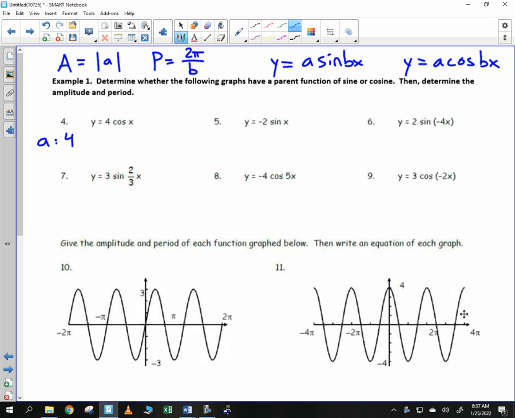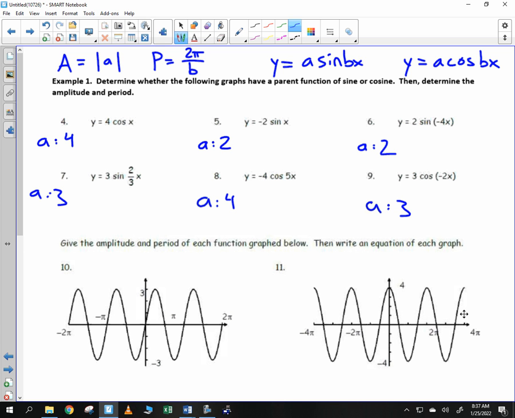4. How about here? And 2. 3. 4. And 3. So that means when you would make your graph, you would go, say, 4 units high or 2 units high, and you go that many low as well. So amplitude is pretty basic, right? Notice that it's always positive because it's always the absolute value.